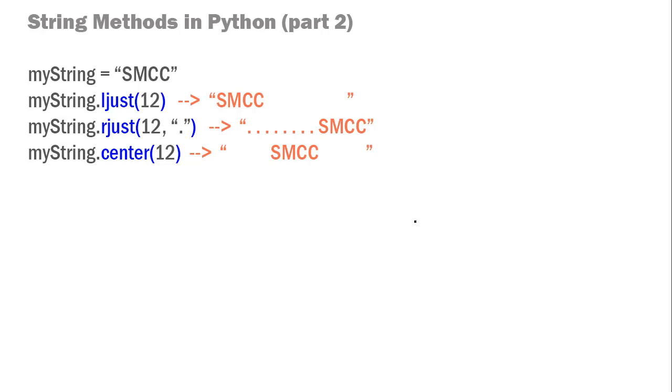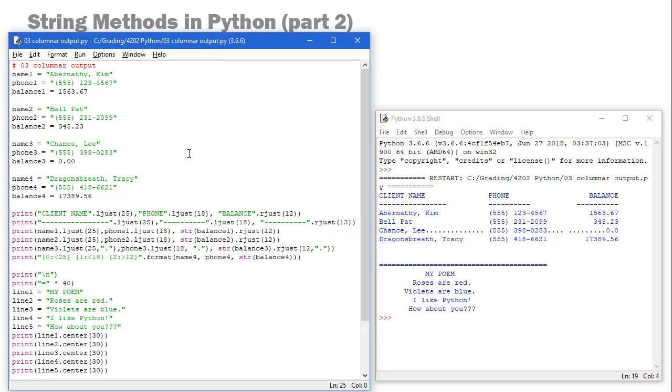Let's take a look at this in Python. On the left-hand side is my Python file, and I created 4 clients, and I wanted a name, a phone number, and a balance for each of my 4 clients. Kim Abernathy, Pat Bell, Lee Chance, and Tracy Dragon's Breath. But I want to print out the information of their name, their phone, and their balance across lines with columns. And you can see the effect over here on the right-hand side, what this looks like.